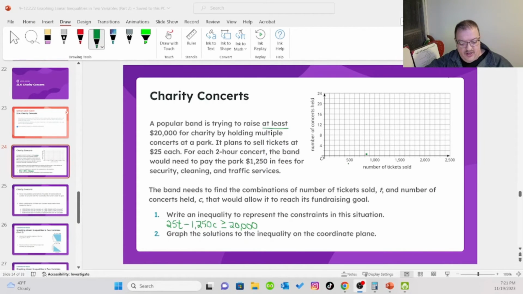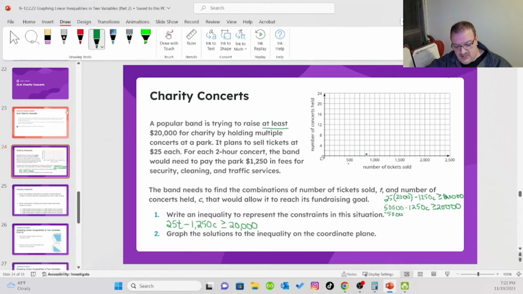So now we're going to pick a number for tickets. I'm going to use 2,000. 25 times 2,000 minus 1,250C must be greater than or equal to $20,000. 25 times 2,000 is 50,000. I'm going to subtract 50,000 from both sides.